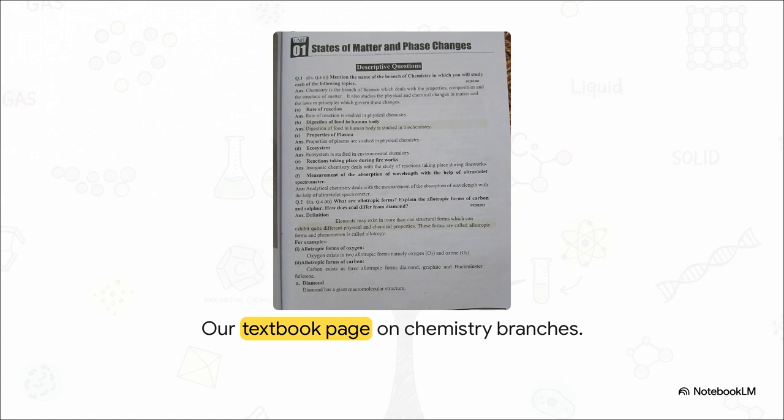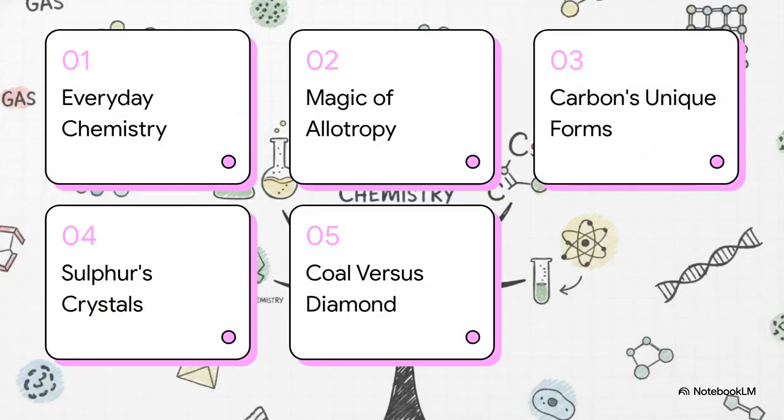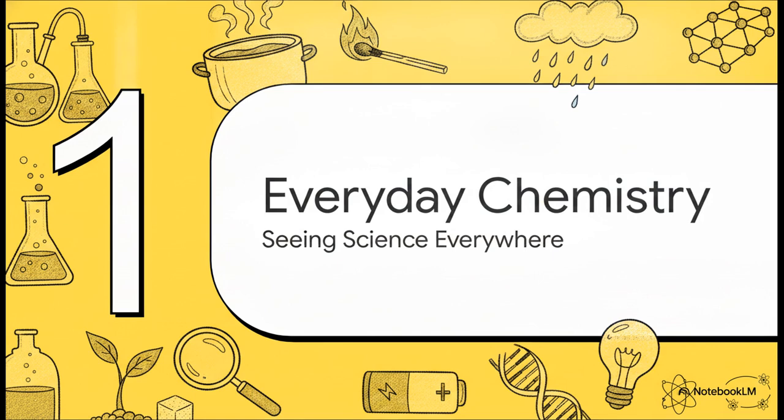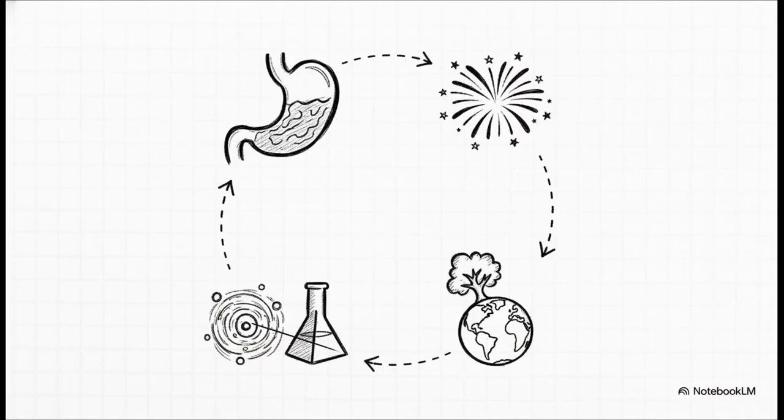It's a fantastic look at the states of matter and phase changes, and it's going to help us unlock some pretty mind-blowing phenomena where elements literally change their entire identity just by changing their shape. So here is our quick agenda for today. 1. Branches of everyday chemistry. 2. The magic of allotropy. 3. Carbon's 3 unique forms. 4. Sulfur's dual crystal structures, and 5. Coal versus diamond.